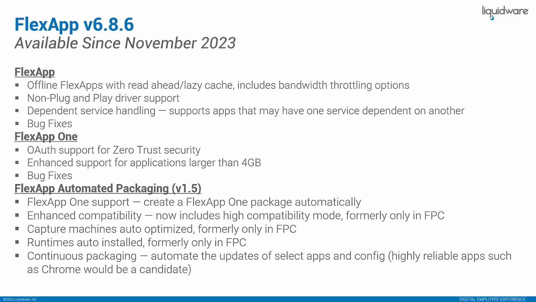Other updates in there, of course, I already mentioned OAuth, and then we had bug fixes in there. We had FlexApp 1 support come into our automated packaging, so it could generate those packages as well, and then continuous updates for packages if you would like them. We can even go so far as to have continuous packaging, you see as the last point there for FlexApp. So if you've got a highly reliable application and you want to continually package and roll out those applications, not always recommended, there's your asterisk, but we can do that. For an example, with something like Chrome, which may have been highly reliable.